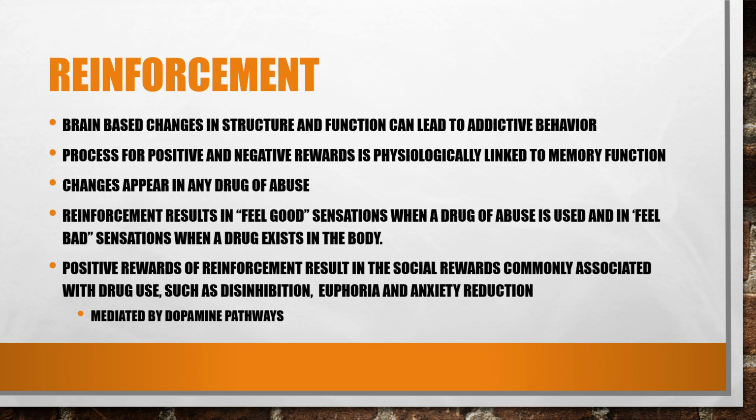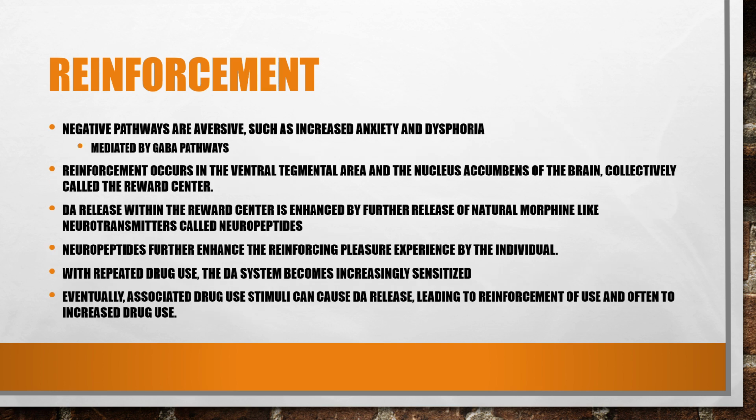Okay, let me say that again. Positive rewards of reinforcement are mediated by the dopamine pathway. I say that because the negative pathways that are aversive, such as, okay, now I don't have the drug and now I'm anxious and I'm back down to depressed, those are mediated by the GABA pathways, okay? Reinforcement occurs in the ventral tegmental area and the nucleus accumbens of the brain, collectively called the reward center, whether it is a positive or negative reward, right? How do we perceive it, what are we getting? What is our brain getting from that drug?